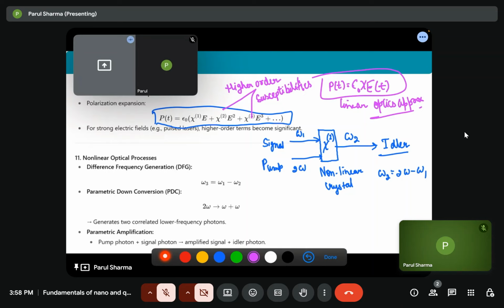And we can do the parametric amplification, that is a pump photon plus a signal photon will give us the amplified signal plus the idler photon. So how can we represent it? Suppose this is E(t), the electric field, and this is time. So for the pump, the signal is constant.